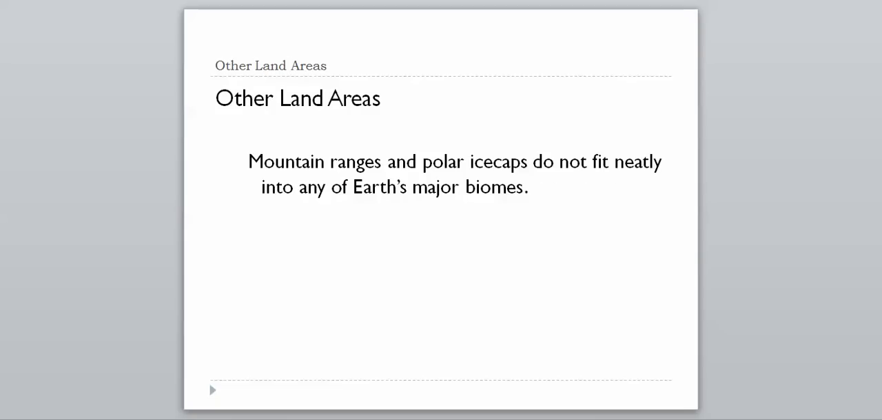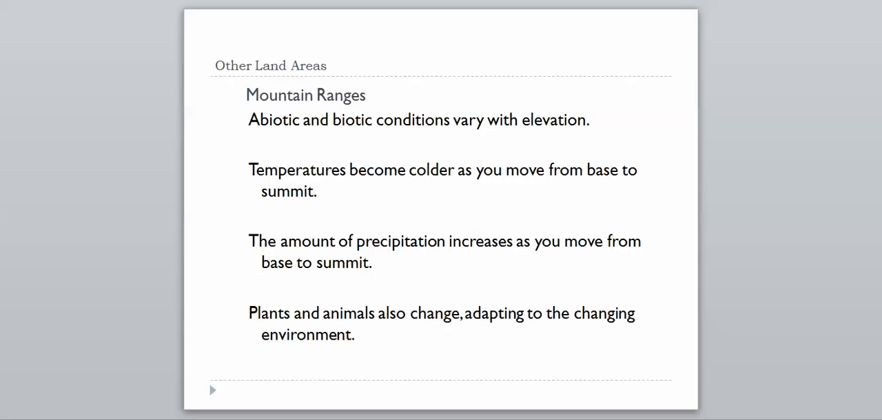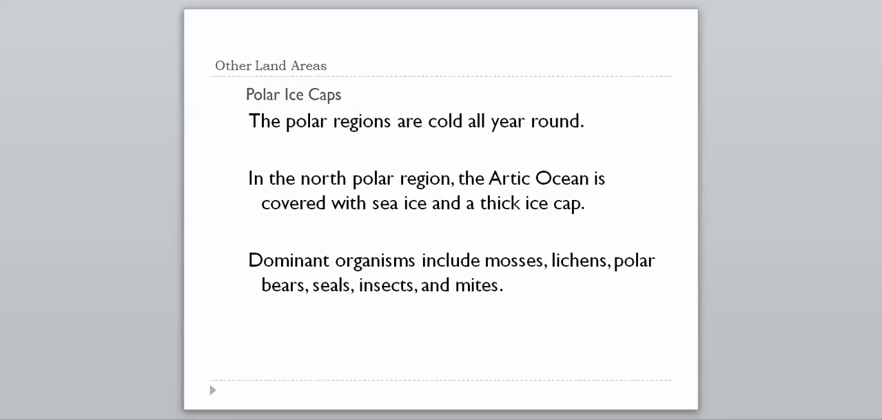And so our last bit to finish this up is going to talk about other land or other areas that don't really fit into the biomes. So our first area is mountain ranges, and they don't fit in because they vary with the different elevation, the different living and non-living conditions. And temperatures obviously become colder as you move from the base, or the bottom, to the summit, and the amount of precipitation also increases as you move from the base to the summit. So you get colder and more precipitation as you go up the mountain, and plants and animals will also change because they have to adapt to the changing environment.